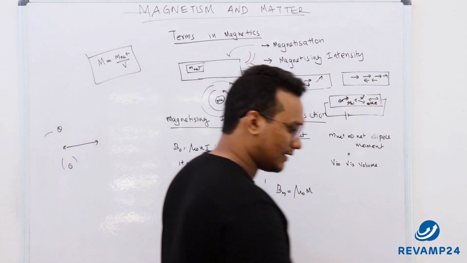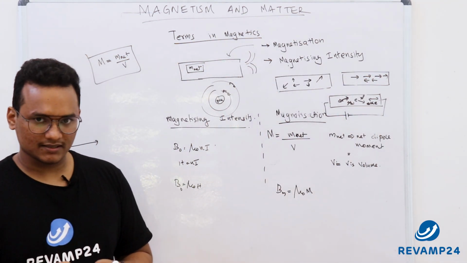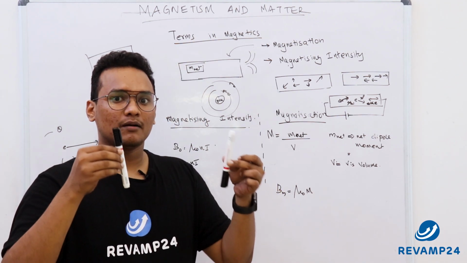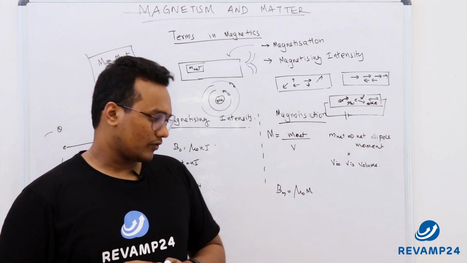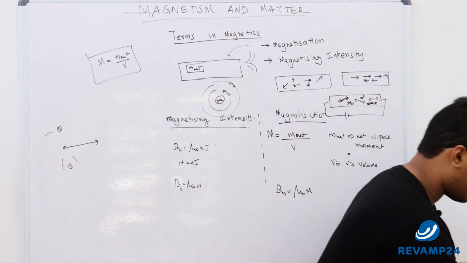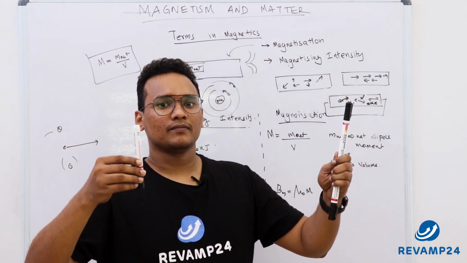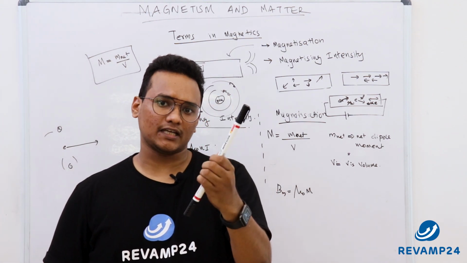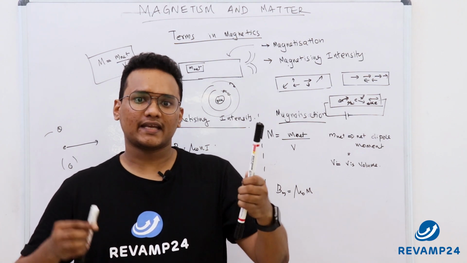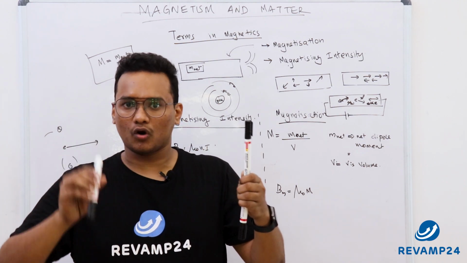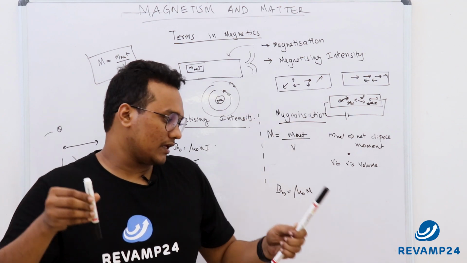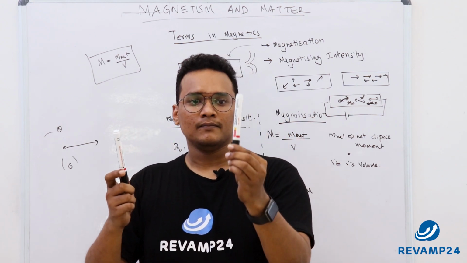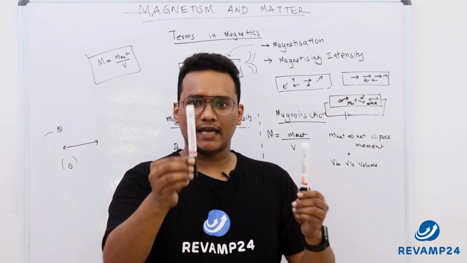Now, how can I compare two substances to measure which one has higher magnetization by taking equal volume? For example, let's say the whole thing is one substance and this one is another substance. Obviously, this one will have a higher magnetic moment. Why? The total size is higher. But can I say that magnetization is more in this substance? No. I have to make it a common volume, the same volume, then I can compare these two things. So I am taking a volume here and the same volume there.